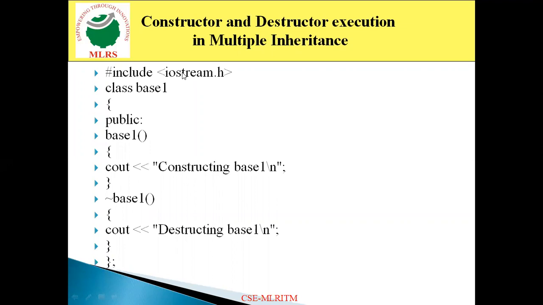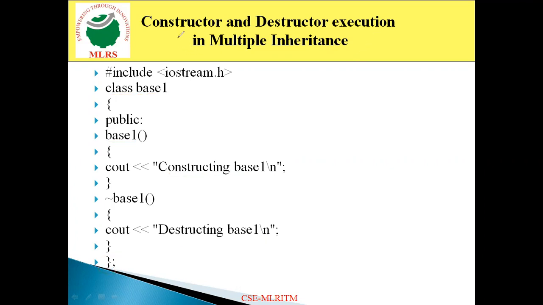Then come to the next type of inheritance, that is multiple inheritance. In multiple inheritance, there are multiple base classes and only one single derived class. Come to this particular one, multiple inheritance. Here again I implement the constructor and destructor execution. I am simply defining the base class Base1. In Base1 I specify the Base1 constructor, which displays "constructing Base1" on the output screen. And also I specify the Base1 destructor, which displays "destructing Base1" on the output screen. Then close the class.